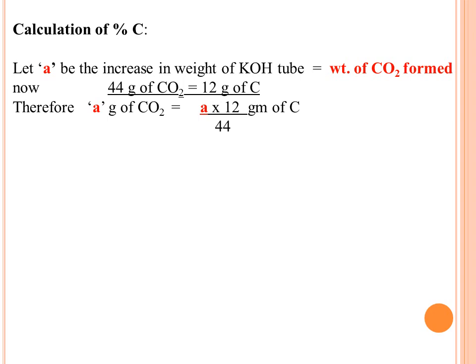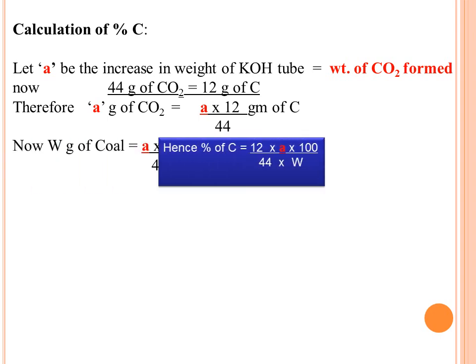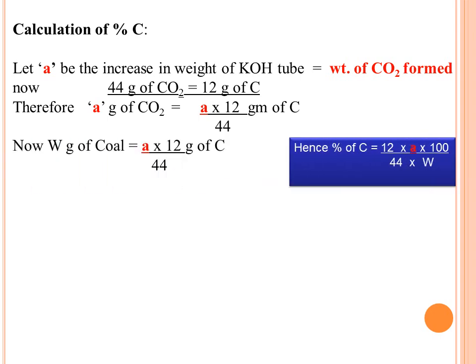But this carbon is present in W gram of coal. Whatever weight of coal we have taken for that experiment is nothing but W. So W gram of coal will contain A into 12 upon 44 gram of carbon. So how much in 100? That is nothing but the percentage of carbon. So percentage of carbon is nothing but 12 upon 44 into A upon W into 100. A is nothing but the weight of CO2 formed.